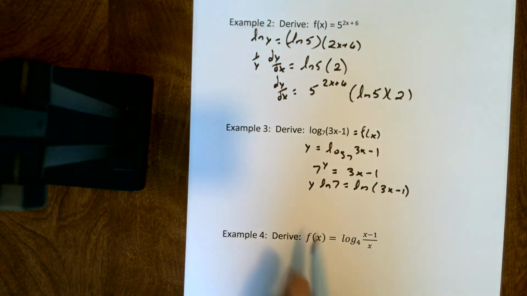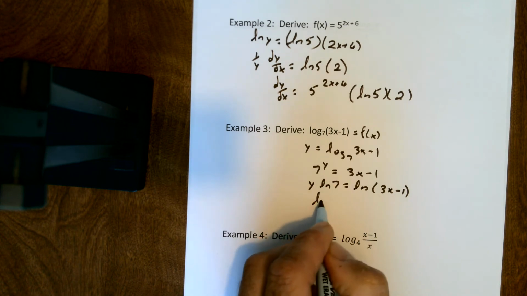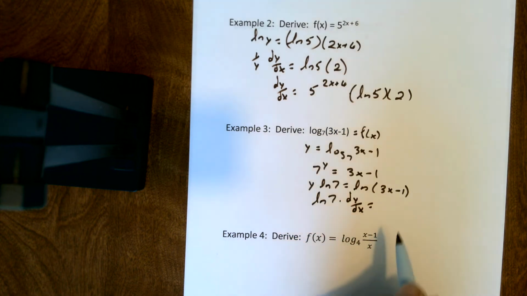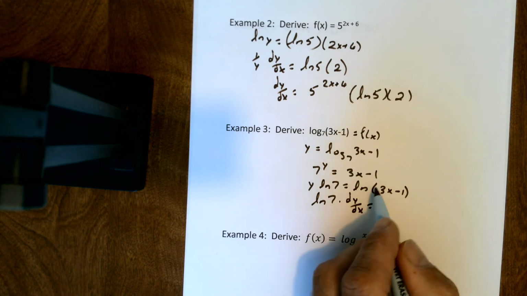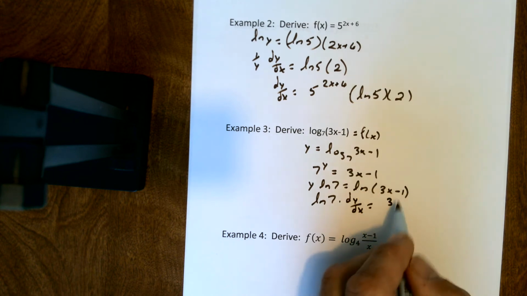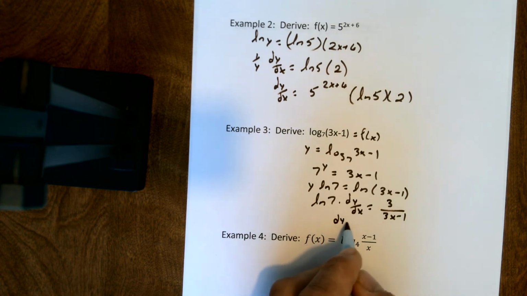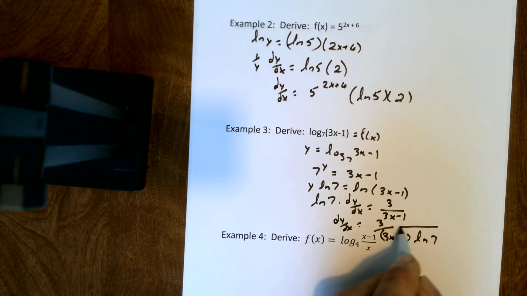I'm going to go now and find the derivative of my y natural log of 7. Natural log of 7 again is a constant, so we have the natural log of 7 times the derivative of y, which is dy dx. And that's going to equal the derivative of the natural log of 3x minus 1. Remember, for derivatives of natural logs, we take the derivative of the function divided by the function. So we have 3 over 3x minus 1. We're going to divide by the natural log of 7. So dy dx is going to equal 3 over 3x minus 1 times the natural log of 7.